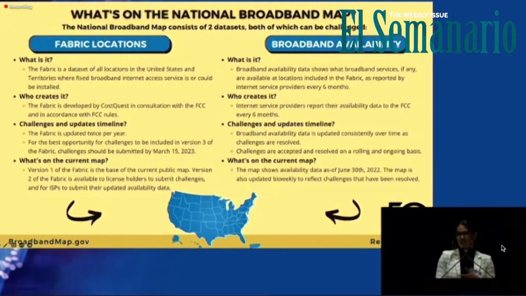As I'll go into more detail later, the locations on the fabric, as well as the availability data, are both subject to challenges. So once we have the actual locations set for a filing window, internet service providers will file their availability data on top of those locations. That data is where they make services available, what technologies, maximum advertised speeds, all kinds of details like that. That data also comes in a new vintage every 6 months, but it is continually updated on the map. So every 2 weeks, the availability data is updated to reflect revisions to filings and resolve challenges. As the data changes, the map will reflect that. So the current map shows version 1 of the fabric and availability data as of June 30th, 2022.